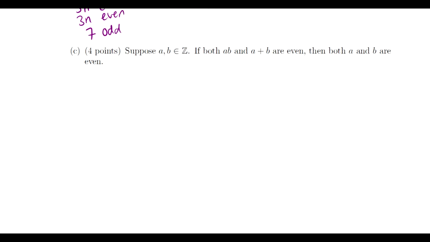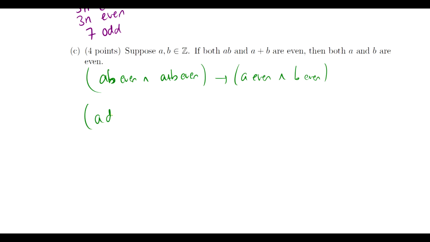Okay, here's a trickier question. Suppose a and b are integers. If both ab and a plus b are even, then both a and b are even. So we have to do a contrapositive proof. Here's the thing. If we have ab even and a plus b even, that implies that a is even and b is even.